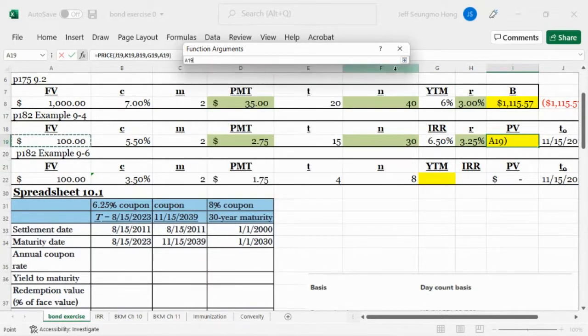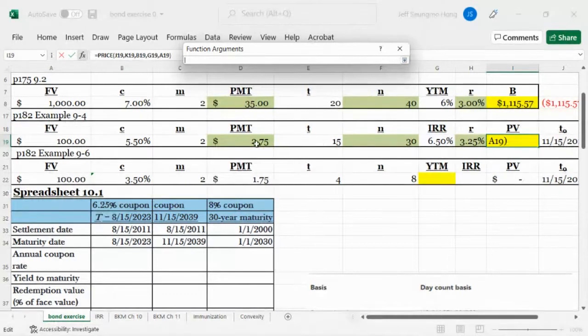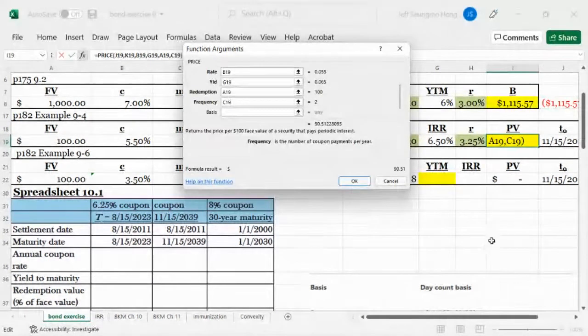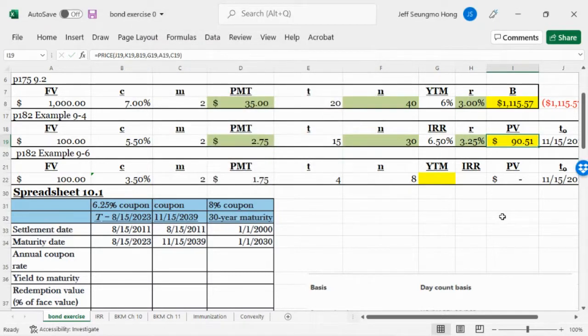Redemption value is, of course, 1,000, which is entered as 100. Now frequency, 2. Frequency is 2, right? Because this is important. If you don't enter this, only with the frequency, Excel will divide this by 2 and use the half year rate. So now it shows something here.